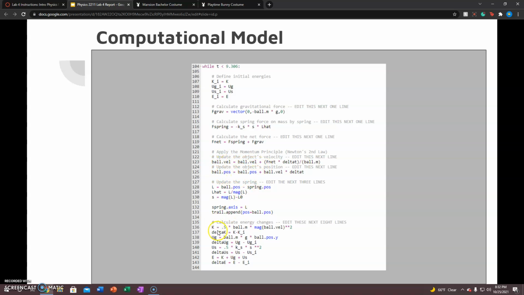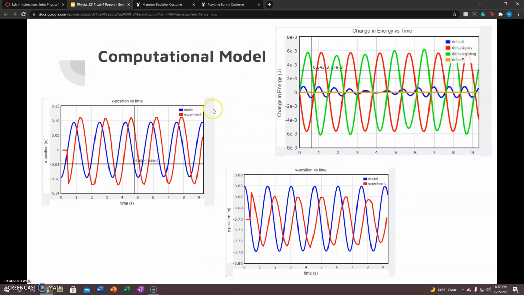And then, as you can see down here, this is calculating the change in kinetic energy, change in gravitational potential energy, change in spring energy, and the change in total energy, delta E, which should be 0. So from this GlowScript model, we got these three graphs. This is the position versus time graph for x, position versus time graph for y, and the change in energy versus time graph. As you can see, there is a bit of discrepancy between the model and experimental in both of these, and this can be explained by the force of drag, which is not accounted for in the computer model, but exists in real life.